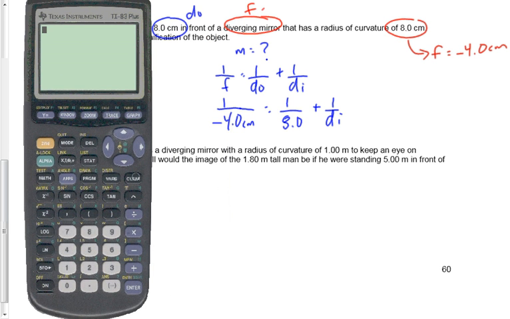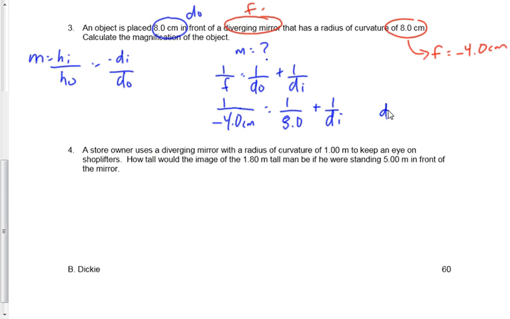The numbers are pretty simple, actually, to do common denominators, but I would suggest the easiest way is to do it with your calculator. Negative 4, x to the minus 1, subtract 8, x to the minus 1, because we take the 1 over 8 over by subtracting. Press enter, and then let's flip that over, x to the minus 1. We end up getting negative 2.66666. That's going to be in centimeters, of course.